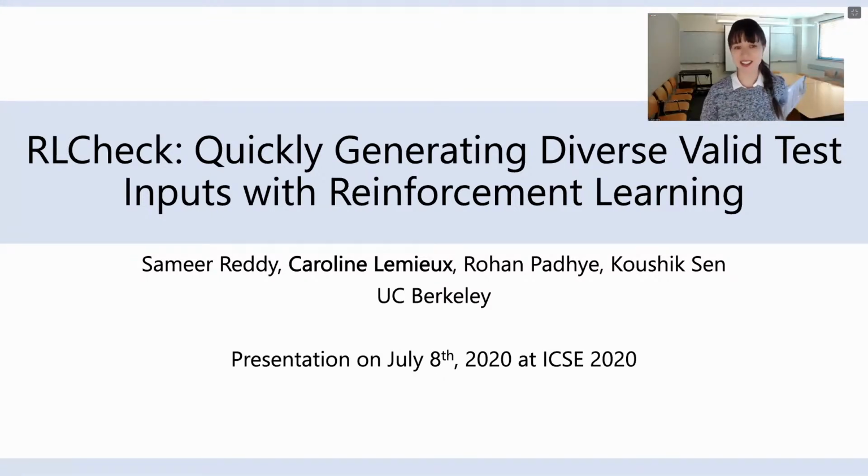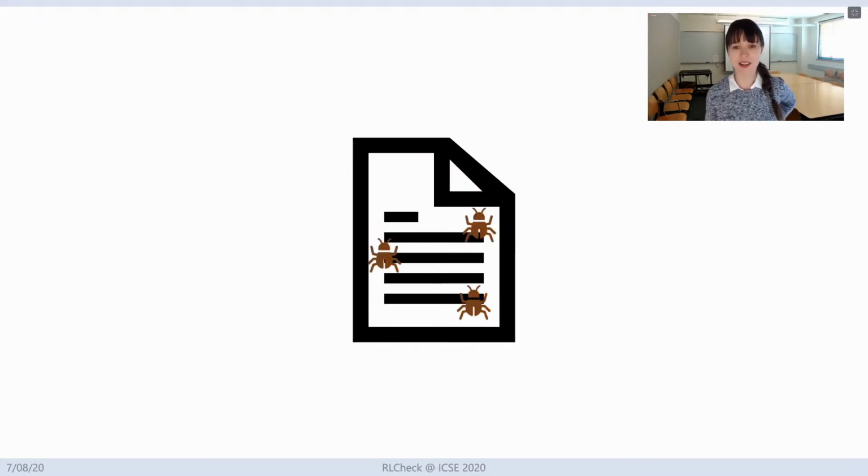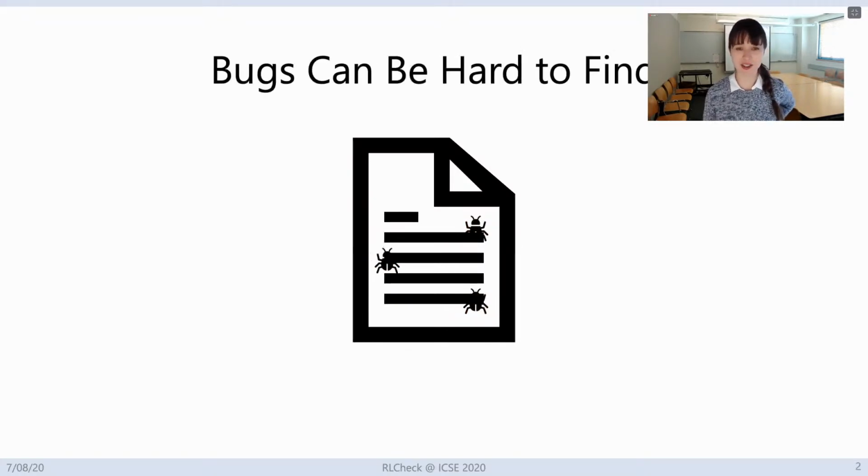Today I'll be talking to you about RLCheck. So you may know that programs have bugs, and bugs can be very bad if they're in the wrong software component because they can lead to very expensive consequences or even cause security vulnerabilities. And the annoying thing about bugs is they have all these consequences, and they can be hard to find by just humans staring at code ahead of time.